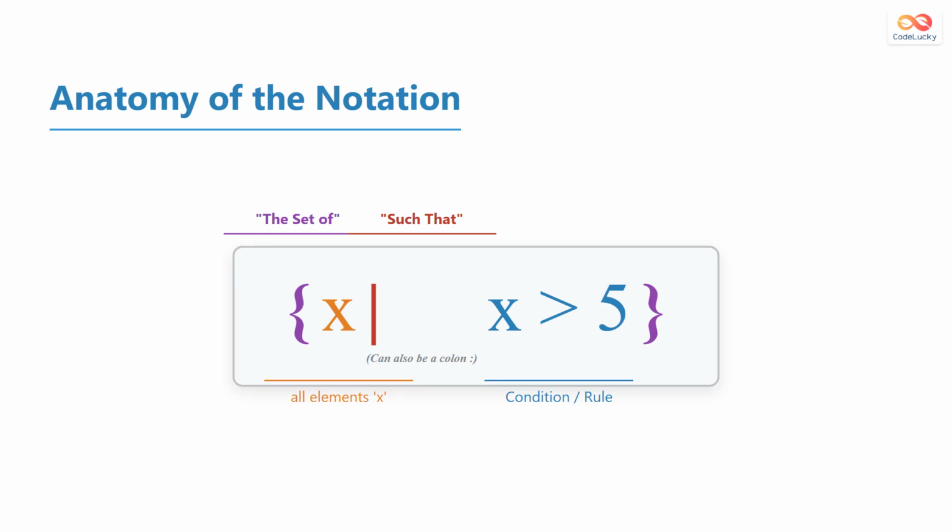Let's break down the syntax. It starts with a curly brace, which tells us we are dealing with a set. Then we have a variable, usually x, representing any member of that set. The vertical bar in the middle is crucial. It translates to the phrase "such that." Finally, we have the condition or rule that x must follow to be part of the set.